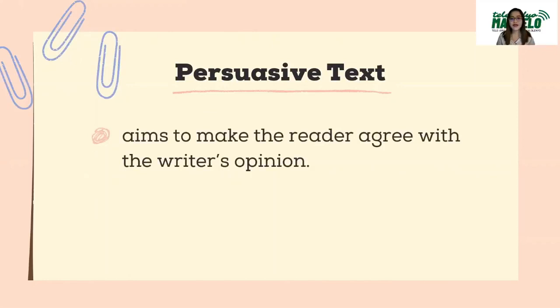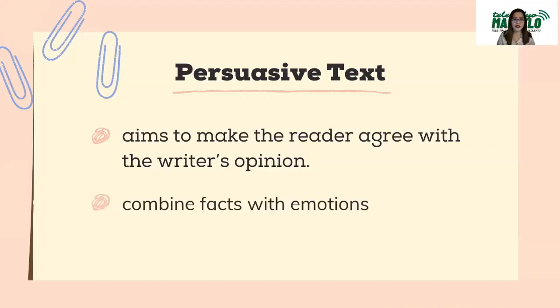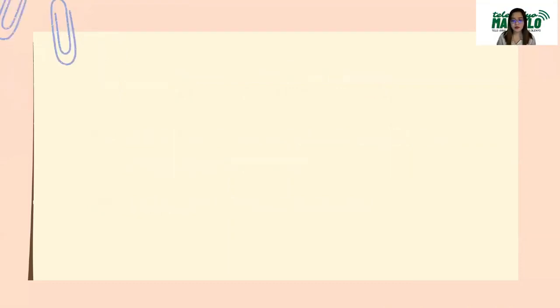Okay, so persuasive text aims to make the reader agree with the writer's opinion, meaning we are trying to convince our readers. And to do that, the author can combine facts with emotion. So this is how it differs from informative text. Because in persuasive text, we can include our emotions or personal opinions.